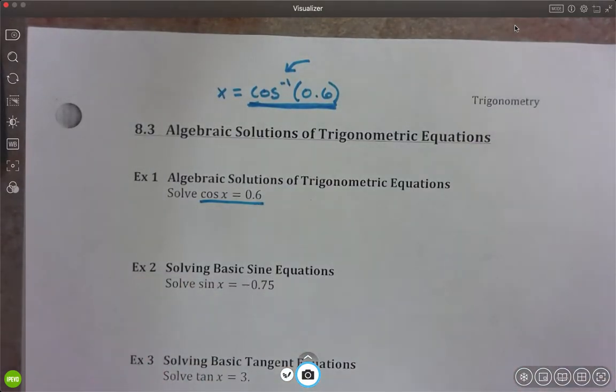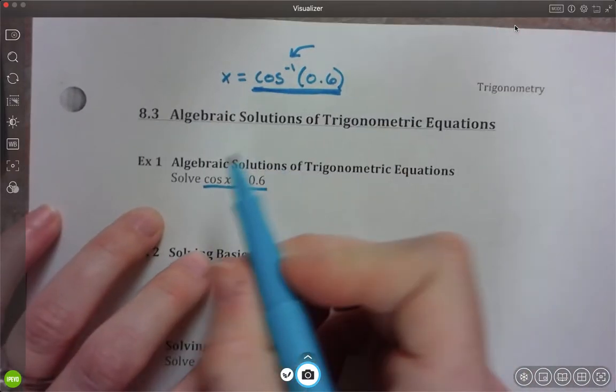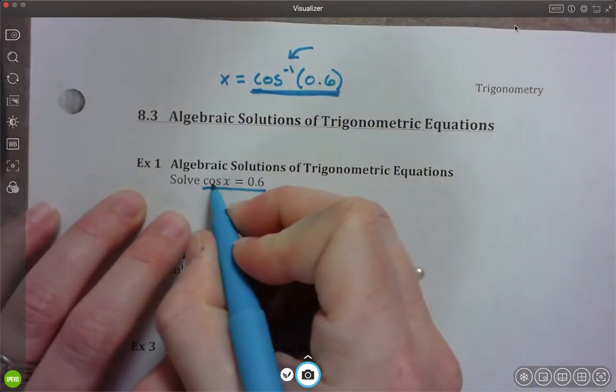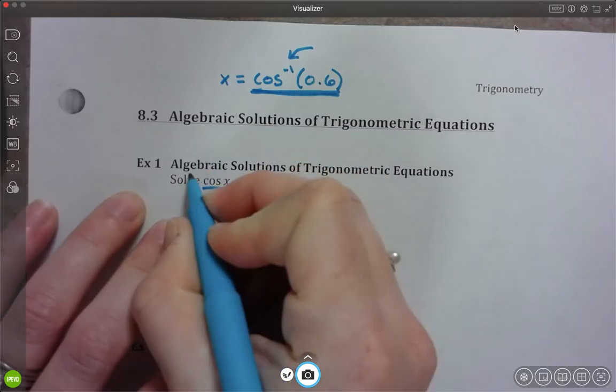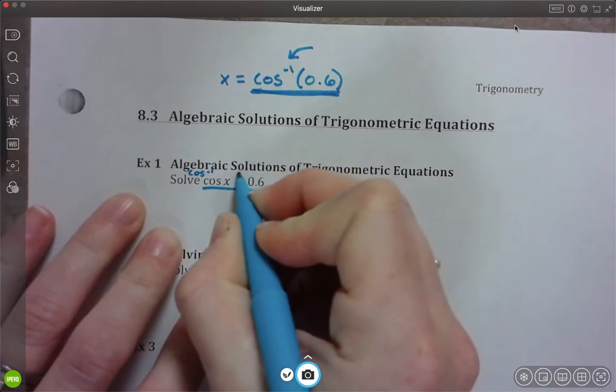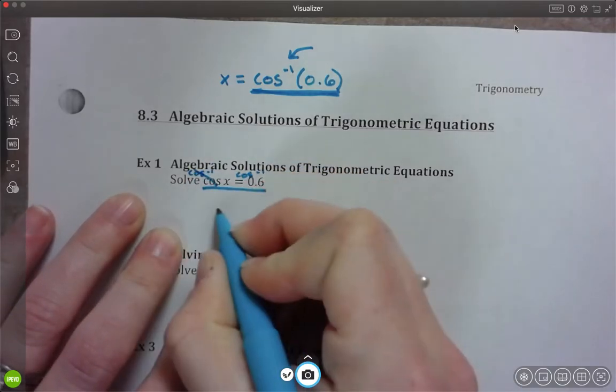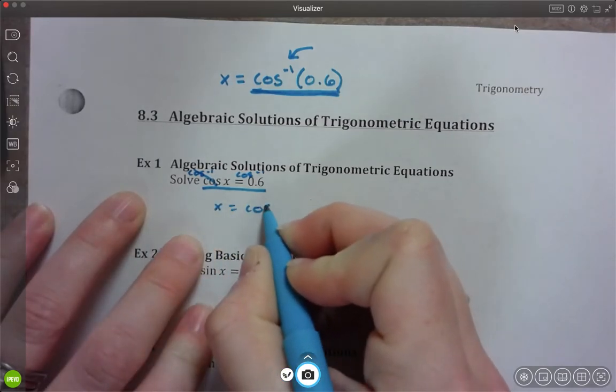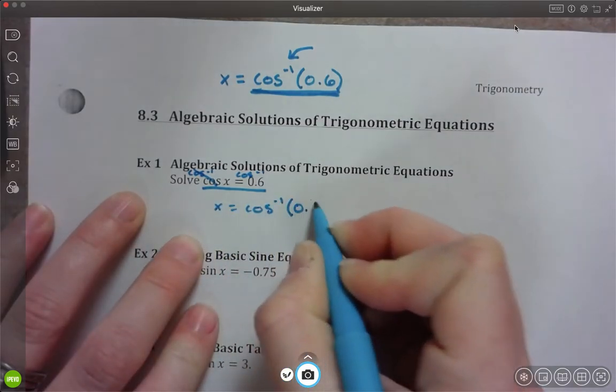So it's kind of like, how do we go backwards and find out what the other solution is when my calculator will only give me one of the answers? You are going to use your calculator to do this. If we're solving for x, we're trying to get the x out of the cosine, so you do inverse cosine of both sides. So x will be inverse cosine of 0.6.